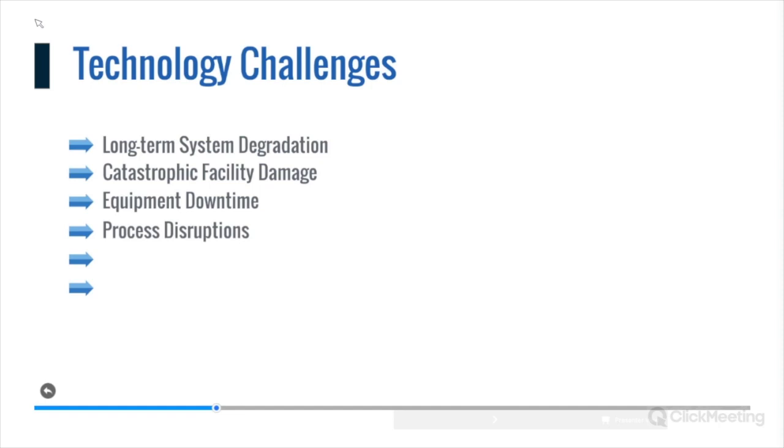Then there's the process disruptions we've been talking about. The power quality problems can cause little disruptions to processes that are going on all the time. I've got a good example of that.